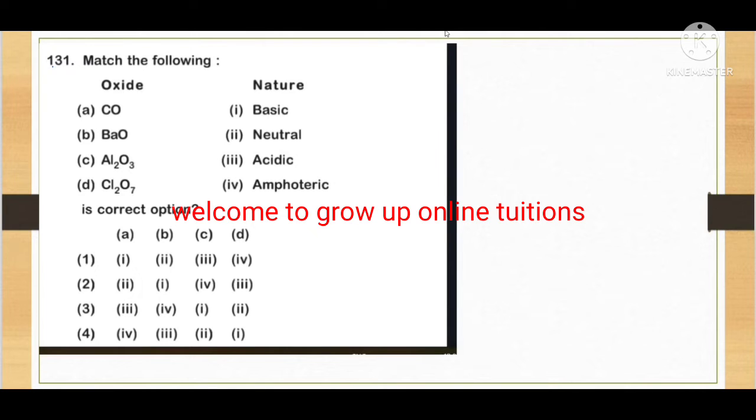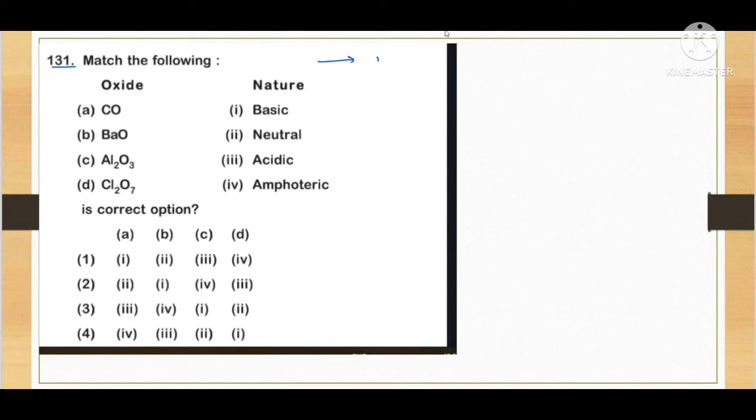Now let us discuss the 131 question. Match the following. In this type of match the following questions, we use the method of elimination. Elimination is the best method to answer the matching type of questions. You need to know all the oxides' nature. You just pick up one of the oxides and first solve the given question.